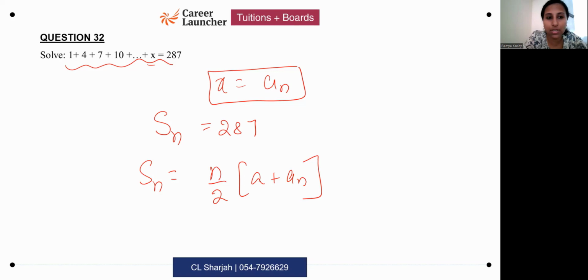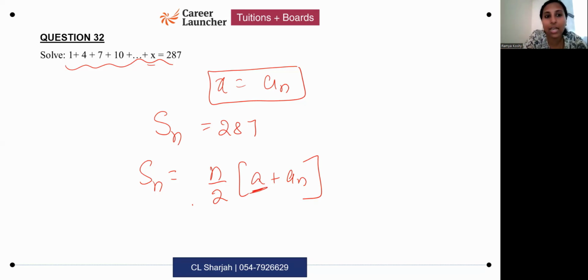There is a problem over here, my mistake. I can't do this directly. I need to start with an only. What is the reason? Can you tell me? We don't know the value of n. We don't know how many terms there are, right? For both Sn formulas, knowing the number of terms is important. Without the number of terms, you cannot answer.